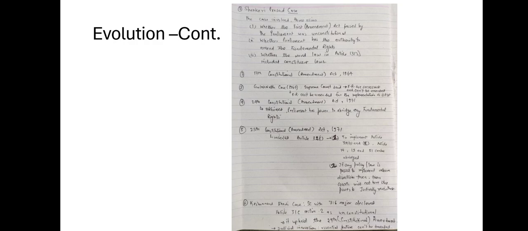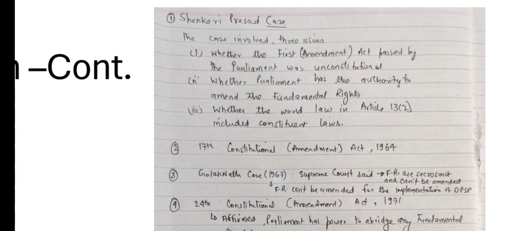Moving ahead, coming to the Shankari Prasad case, as I have already told you, these are the three questions which came before the Honorable Supreme Court at that point of time: whether the first Constitutional Amendment Act passed by the Parliament was unconstitutional. This was the first question, and then whether Parliament has the authority to amend the fundamental rights, and third, whether the word law in Article 13 Clause 2 included constituent laws.